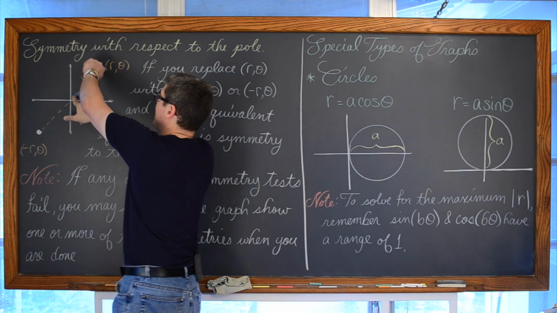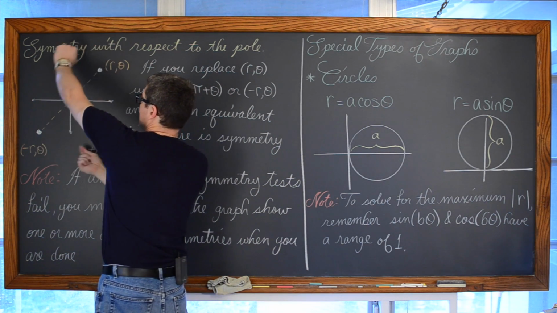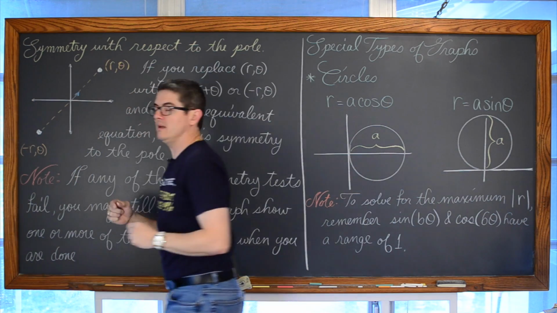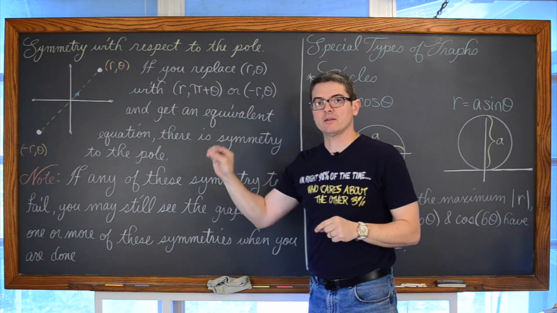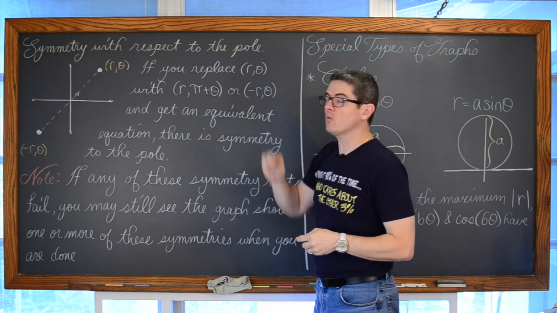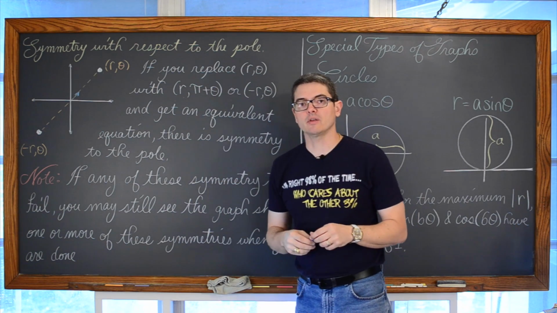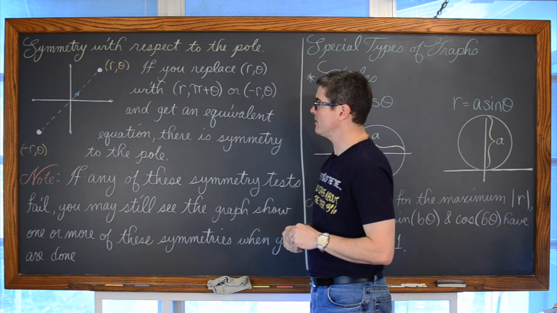So if I take any kind of graph and rotate it pi radians about the pole, about the center, if it was a rectangular system, around the origin, and the graph lines up on itself again, then you have that symmetry to the pole.